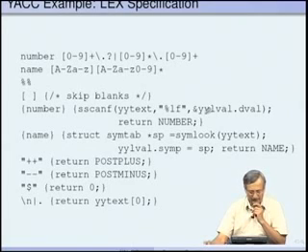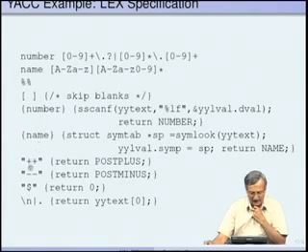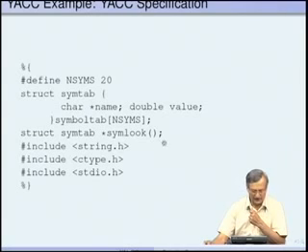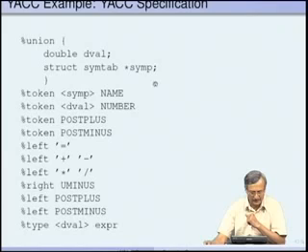So, this is a Lex specification for the expression parser that we already saw. It has number, it has name, then post plus, post minus as its tokens. Here is the Yacc specification. To begin with, there are some declarations of a symbol table, and then a routine called symlook, and then there are some include statements. These are all part of the user code, and now we start declaring tokens.